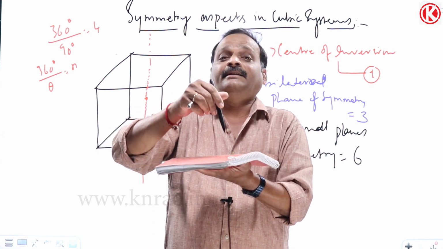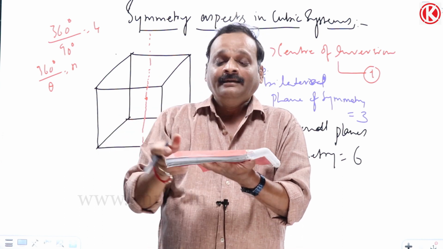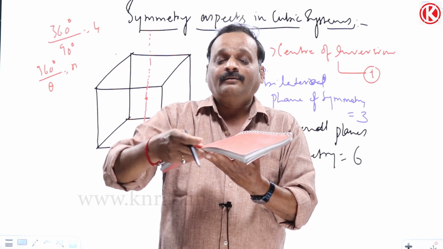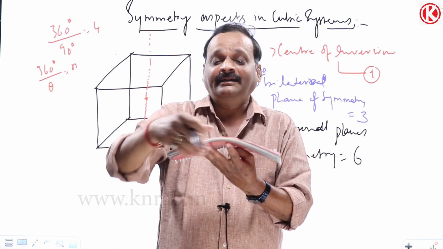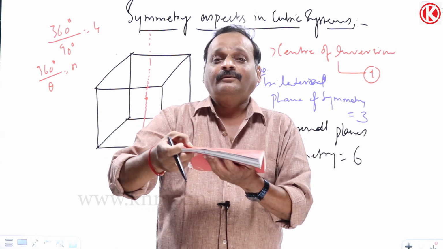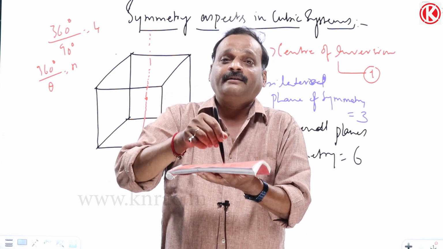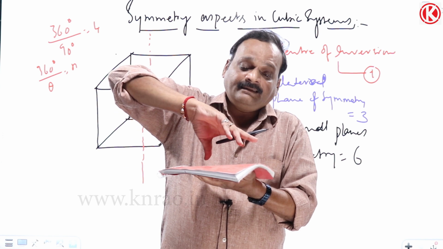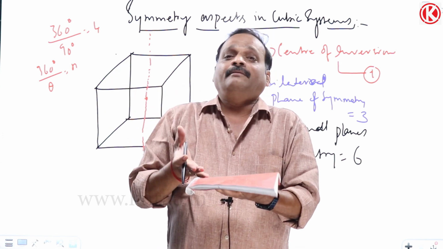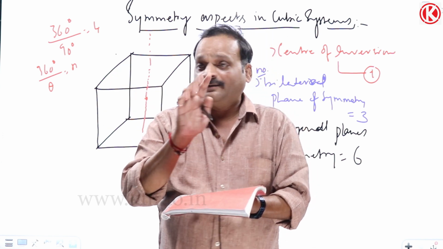Each time through how much angle? 90 degrees. Again, like that, I can rotate it once more through 90, and once more through 90. Every time I have to rotate through 90 degrees. Like that, how many times can I rotate to complete one revolution? 4 times I can rotate.